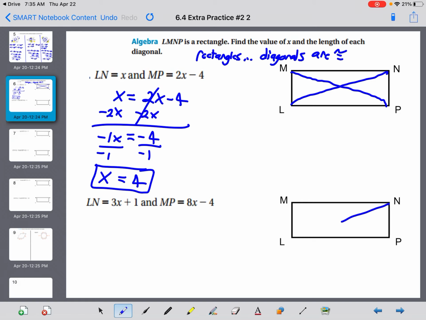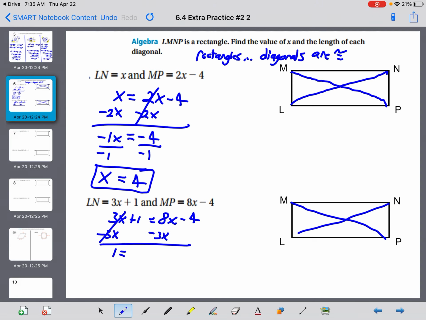Okay, again, we have diagonals here, LN and MP, so let's set them equal to each other. 3x plus 1 equals 8x minus 4. Subtract 3x on both sides. We get 1 equals 5x minus 4. Add 4 on both sides, and we get 5 equals 5x. Divide both sides by 5, and x equals 1.